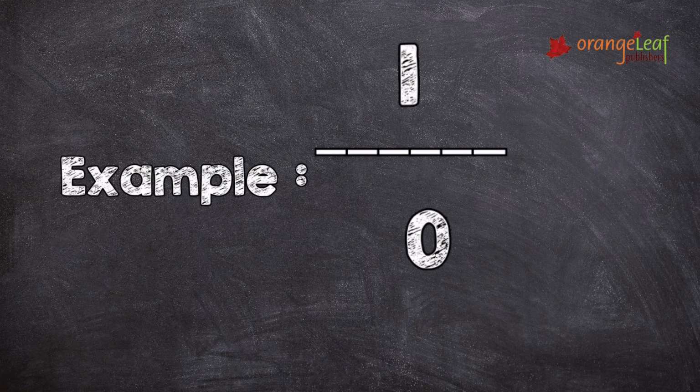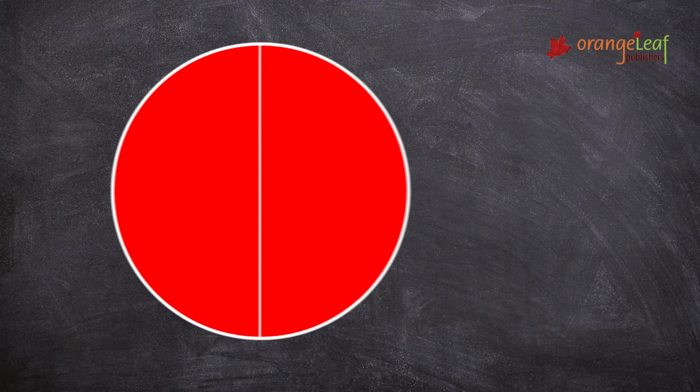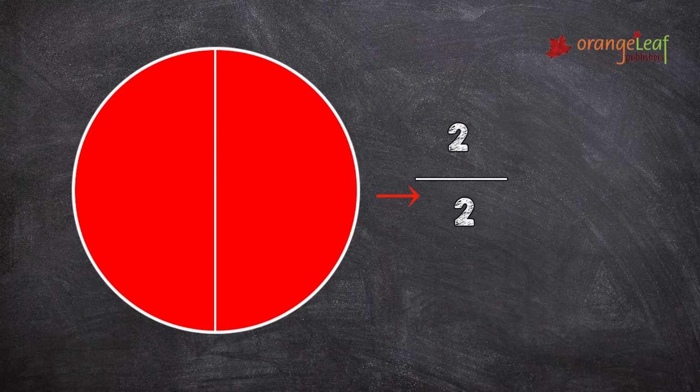Now, there cannot be a fraction with 0 in the denominator, which would mean there are no parts of the whole. Now, if you see this circle, the 2 halves of this circle are shaded, which means 2 by 2. In such cases, we write the fraction as a whole or 1 because the complete body is colored.